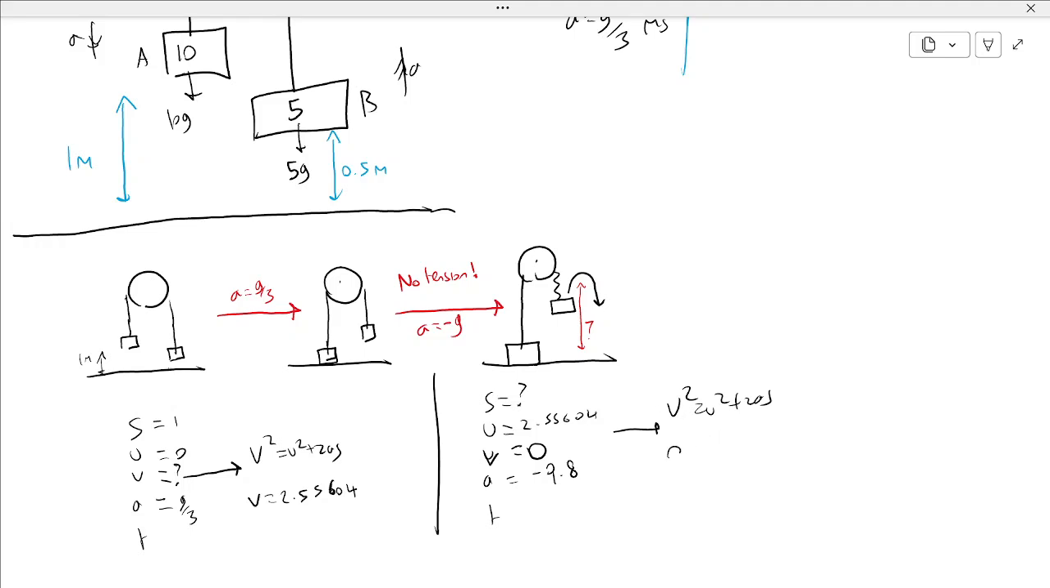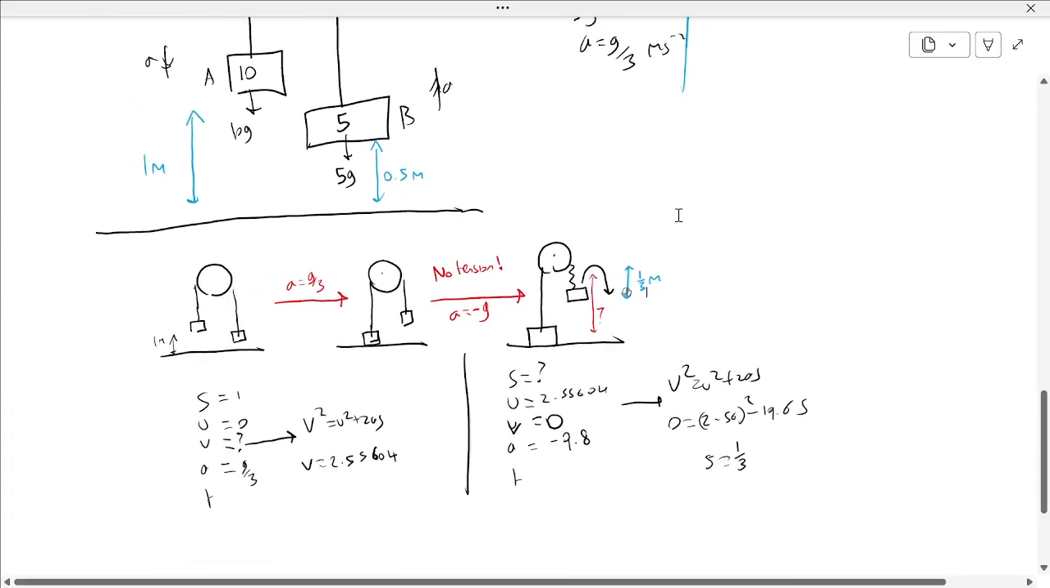So let's see, 0 equals this number squared minus 19.6s. S is going to be square this and divide by 19.6. Oh, 1/3. Brilliant. Okay. So what we've learned is during the second period, during free fall, particle B rises an additional 1/3 meter in the air.